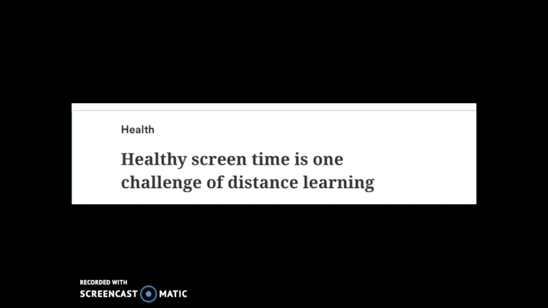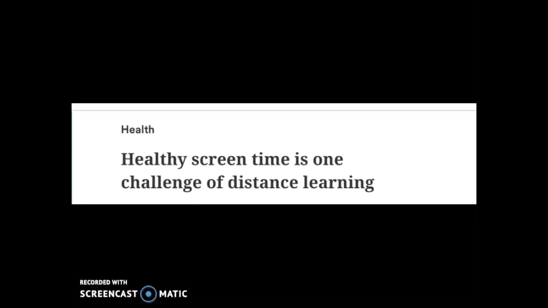So backtracking to the first article here, we'll take a look at those first set of quotes. Healthy screen time is one challenge of distance learning. That's the headline. That's going to help me identify the topic. I need to take that and pair it with the quotes to decide the main idea.